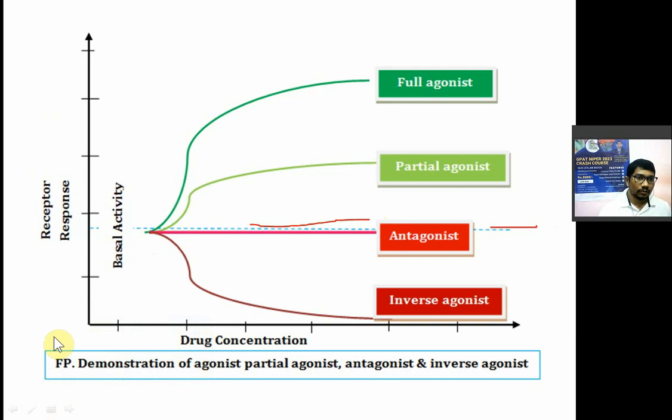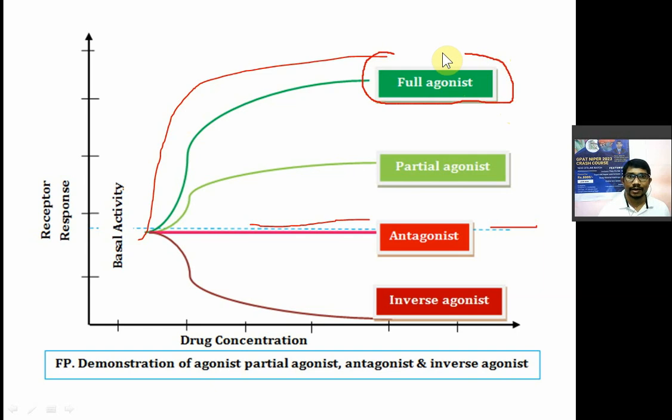What is an agonist? Agonist, or full agonist, is a drug which will combine with the receptor and will produce full action. So it has a high affinity and high intrinsic activity. For example, noradrenaline to its alpha and beta receptors, or histamine to its receptor, then dopamine to its receptor.